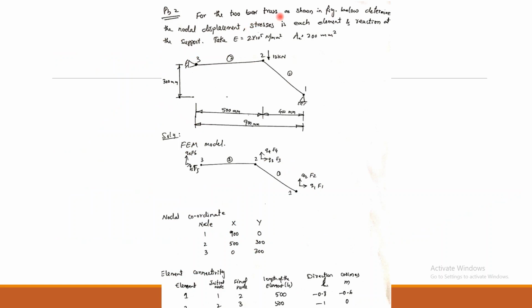For the 2-bar truss as shown below, determine the nodal displacement, stresses in each element and reaction forces. Take Young's modulus equal to 2 into 10 raised to 5 Newton per mm square, and area of the element equal to 200 mm square.